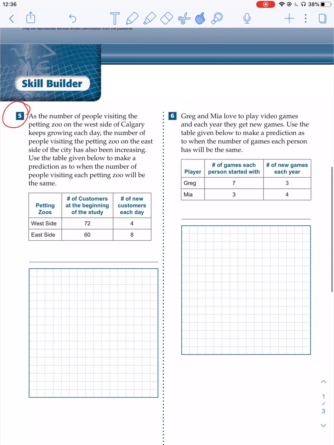Now the final question that I'm going to do is this one. As the number of people visiting the petting zoo on the west side of Calgary keeps growing each day, the number of people visiting the petting zoo on the east side of the city has also been increasing. Use the table given below to make a prediction as to when the number of people visiting each petting zoo will be the same. When they're talking about the same, then they're talking about the point of intersection, kind of like in the previous question.